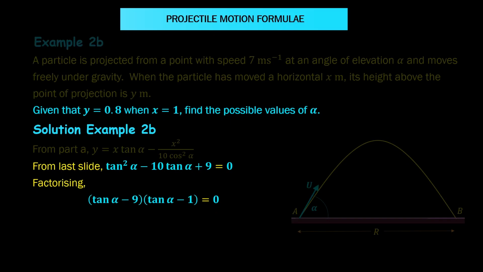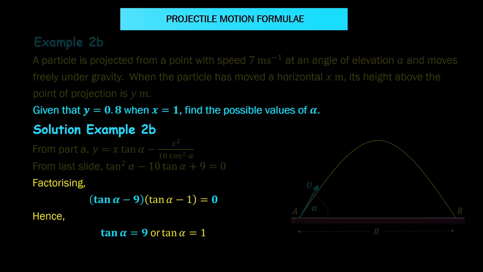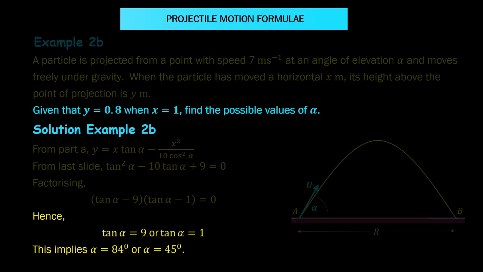And factorizing gives us tan alpha minus 9 times tan alpha minus 1 equals 0. So either tan alpha equals 9 or tan alpha equals 1. And this implies either alpha equals 84 degrees or alpha equals 45 degrees.